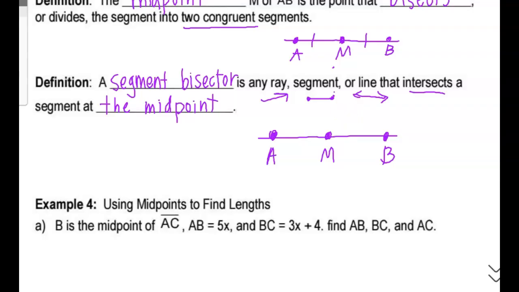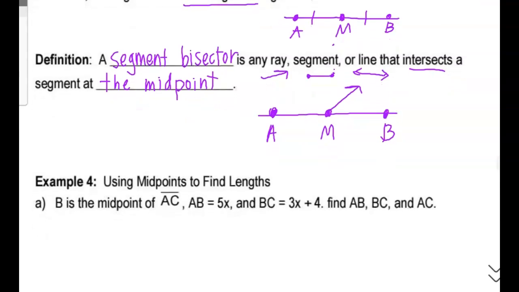You see that? If it's a segment, then it would look like this. You see the difference? And if it's a line, it can look like that or like this. Make sense? Draw the one that you want, whichever one you want. I like the ray. But I wanted to show you that so you understood what that means. Okay.